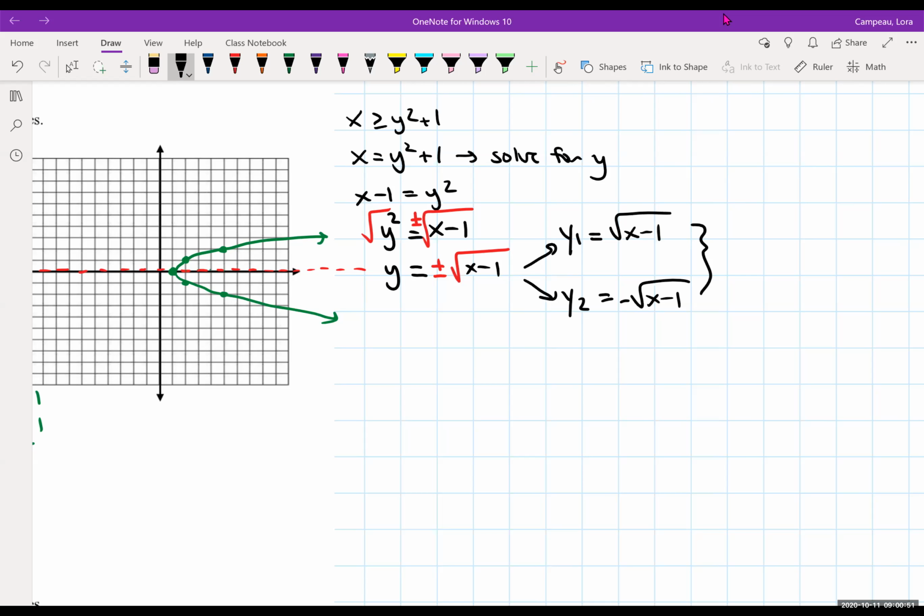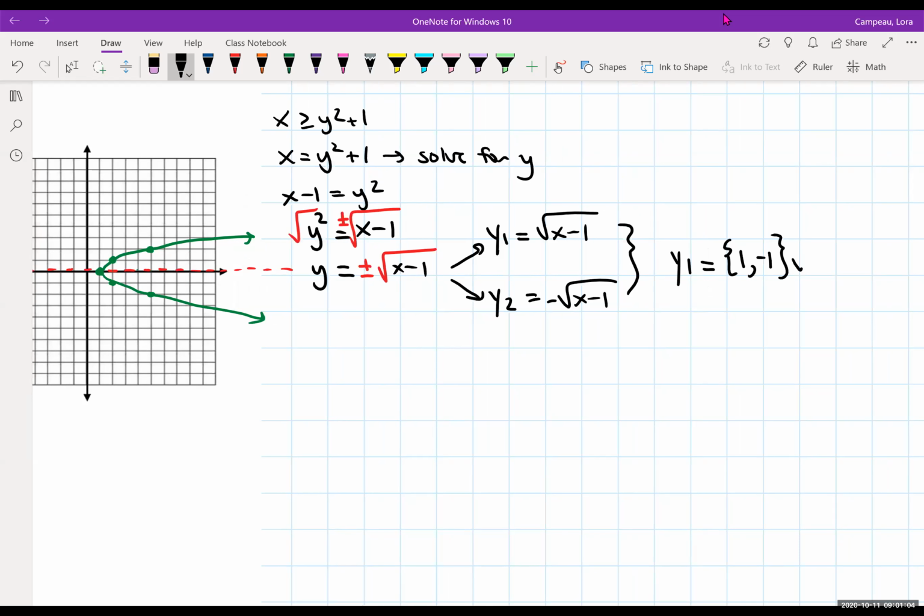You could just turn this all into y1. And the plus or minus symbol is actually used with set braces. So we'd have plus 1 with a comma minus 1, and that's indicating that we would be multiplying that by the square root of x minus 1. So that kind of accounts for the plus or minus symbol in this case. I'll kind of show you that.